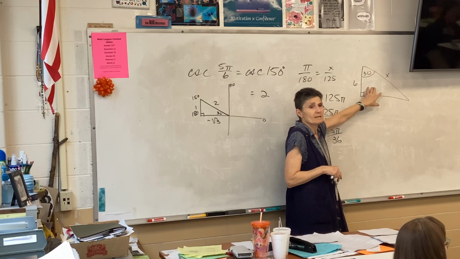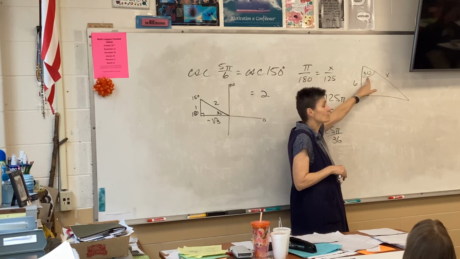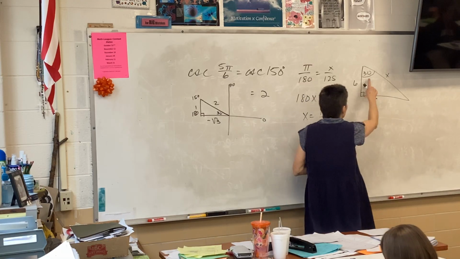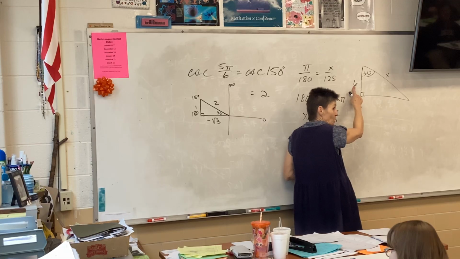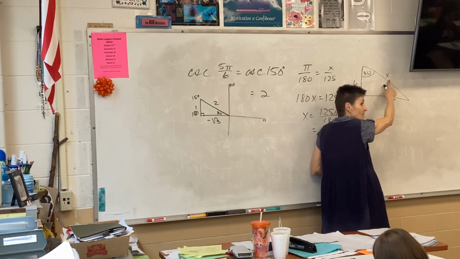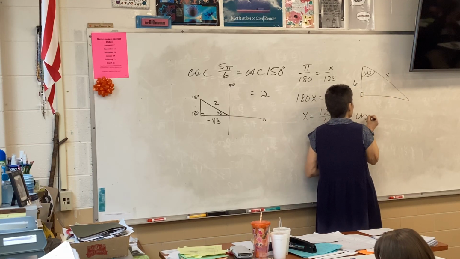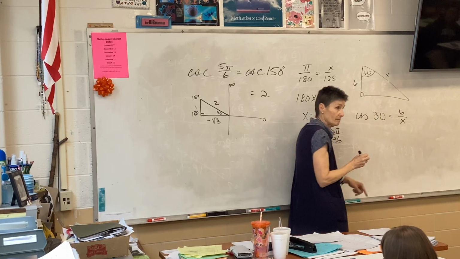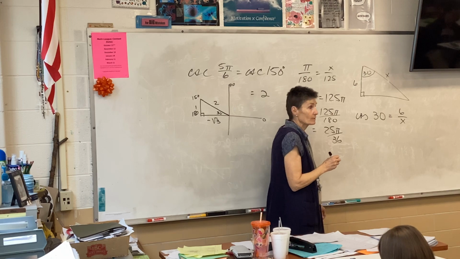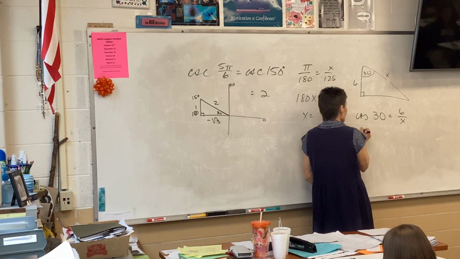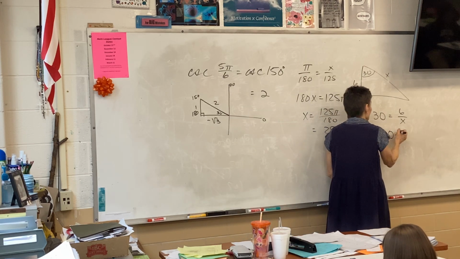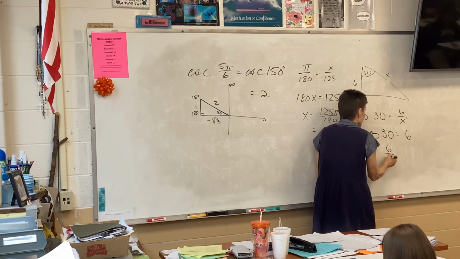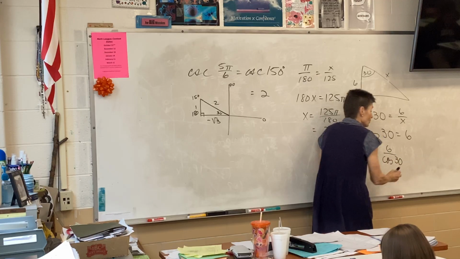This is sine, cosine, or tangent if I'm using that angle. It's gonna be cosine, because this side is adjacent, and this side is hypotenuse. So cosine 30 equals 6 over x, right? x cosine 30 equals 6. So x equals 6 over cosine 30.